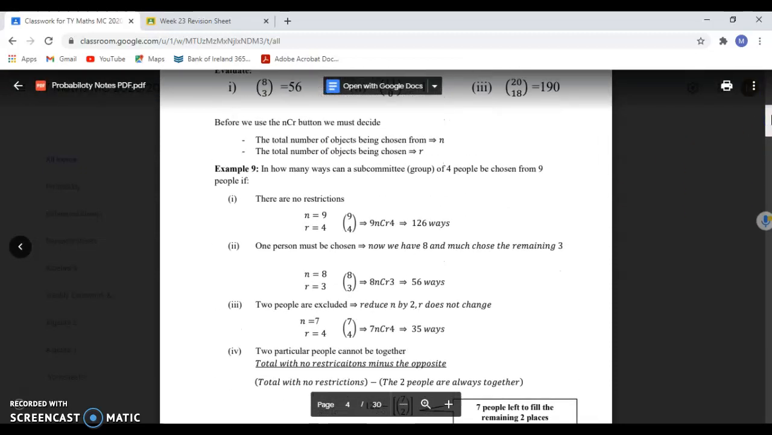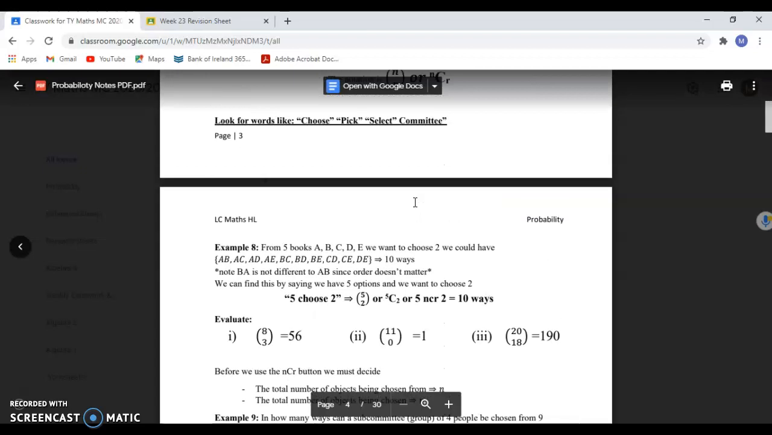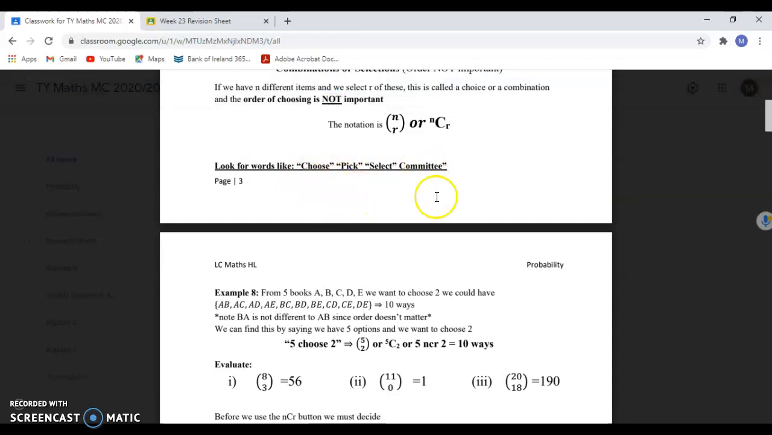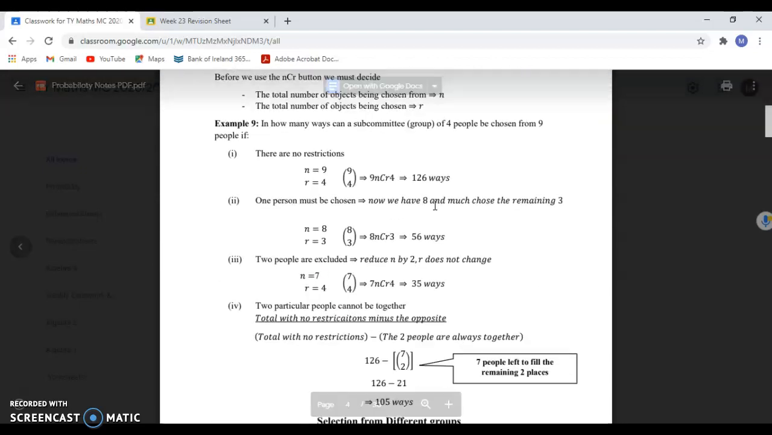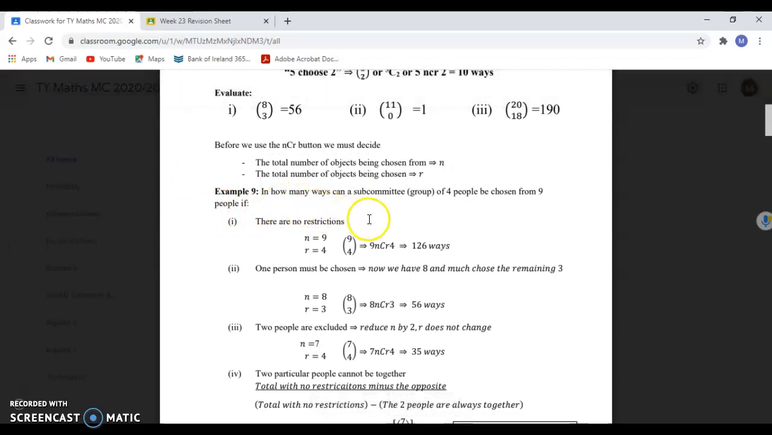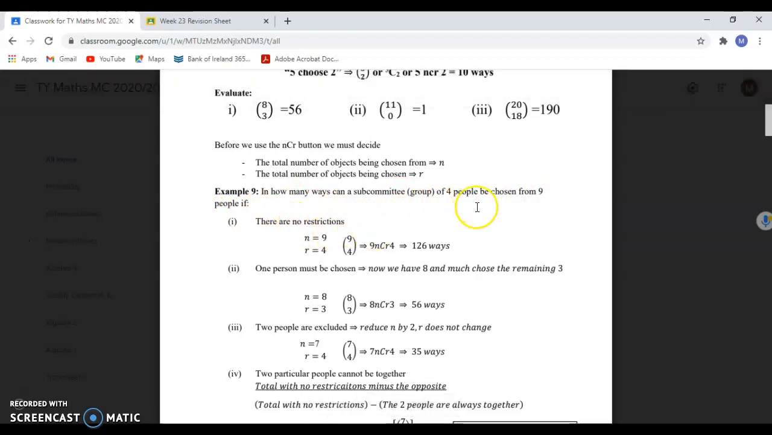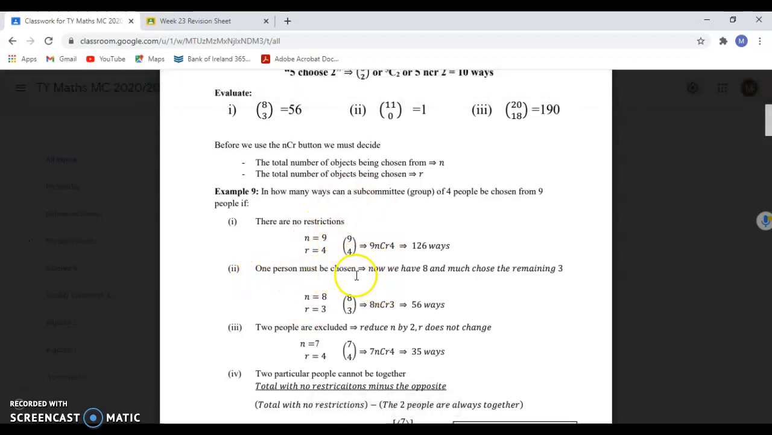Let's go through example number 9 together here. In how many ways can a subcommittee, a group... oh, I forgot to mention, did I write that up here? Yes. Look for words like choose, pick, select, or a committee or a team, anything like that. And that's my nCr. Okay, it's the second function 5 button. So example 9: in how many ways can a subcommittee or a group of 4 people be chosen from 9 if there are no restrictions? So if there's no restrictions, I just write down 9 choose 4 equals 126 on my calculator.